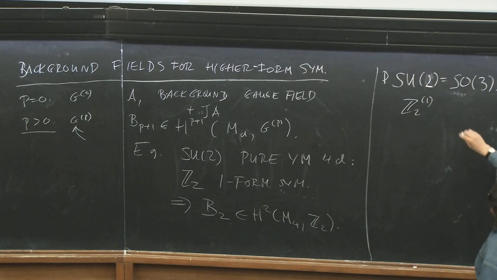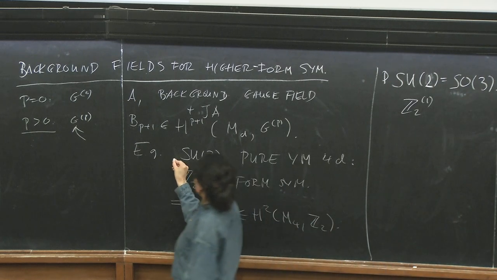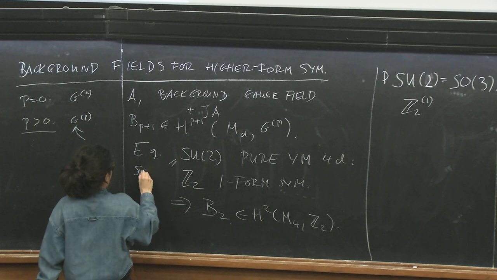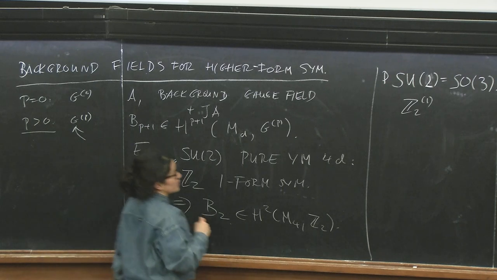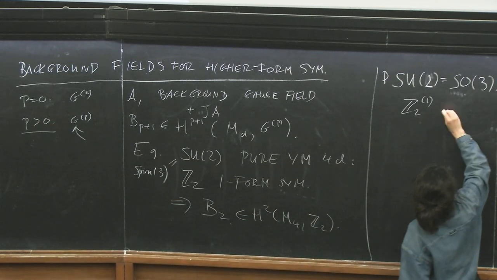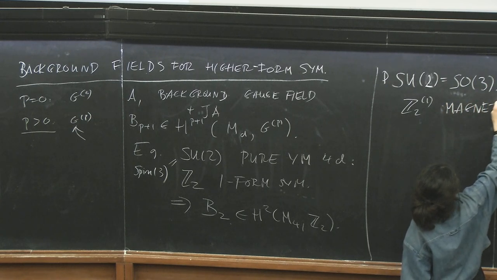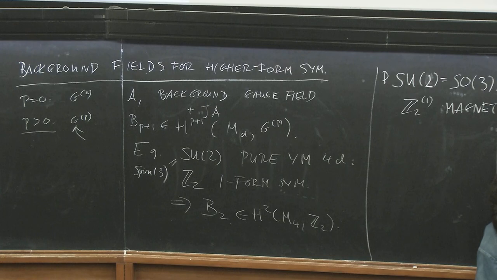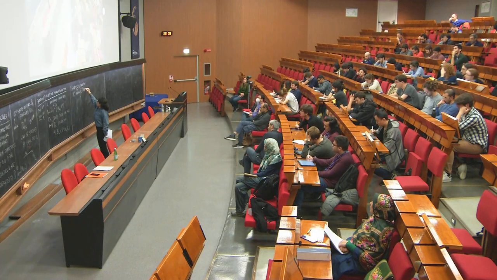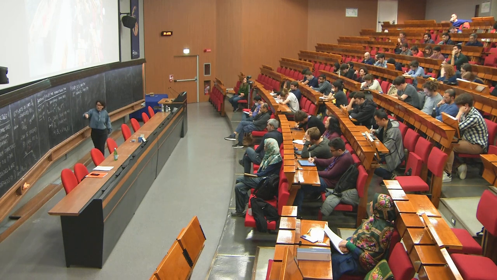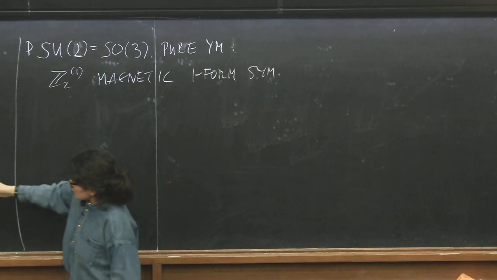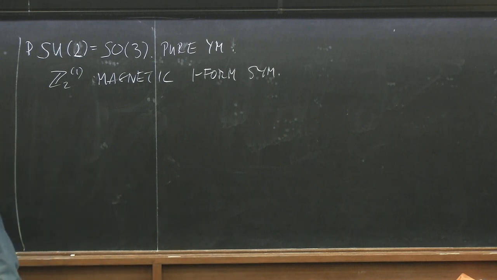PSU2, more commonly known as SO3. I mean, you could also just say this is Spin3, right? And this has a magnetic one-form symmetry. And the question is, how do you go from this theory to that theory? And actually what you have to do is gauge this Z2 one-form symmetry.